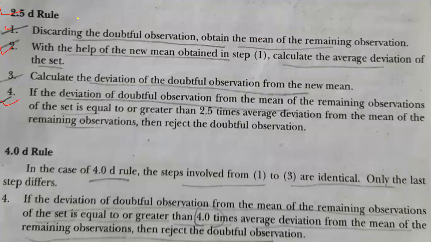What are we doing here? If we have a set of observations, then what are we going to do? Discard the doubtful observation and obtain the mean of the remaining observations.